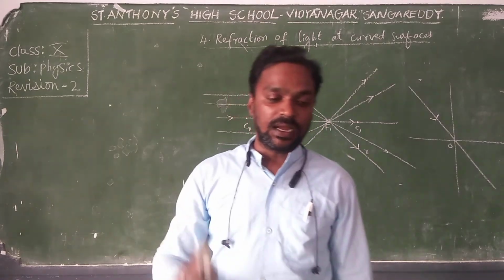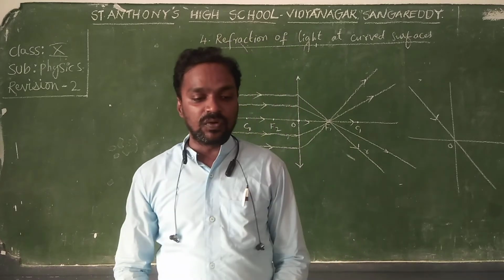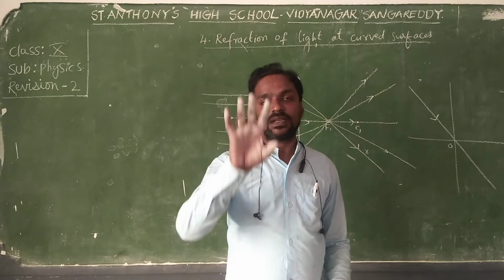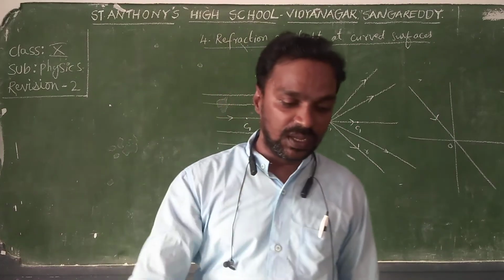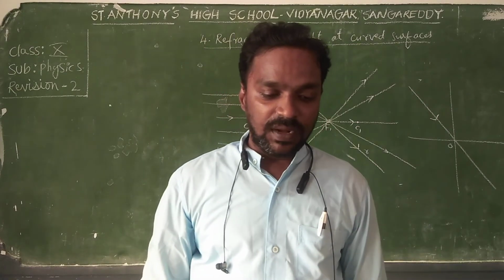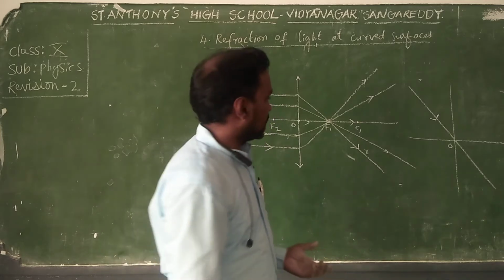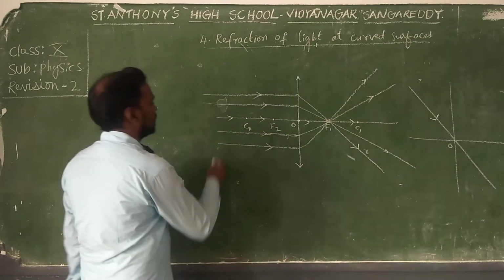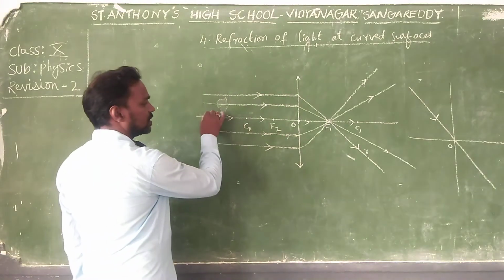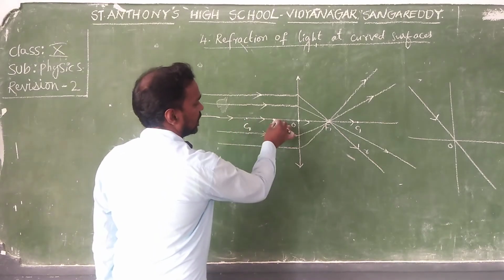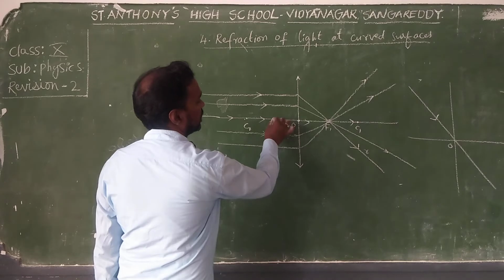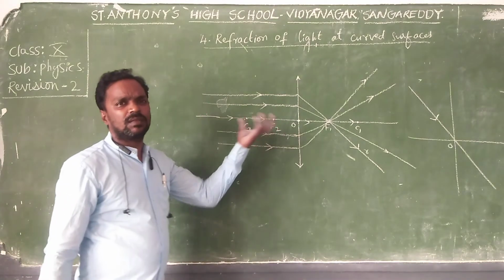Remember this point. After that, we have some rules to draw ray diagrams. 5 important rules are there. I will read them for you. Select a point placed on the principal axis. You have to select whether it is beyond C, at C, between C and F2, at F2, or between F and C.